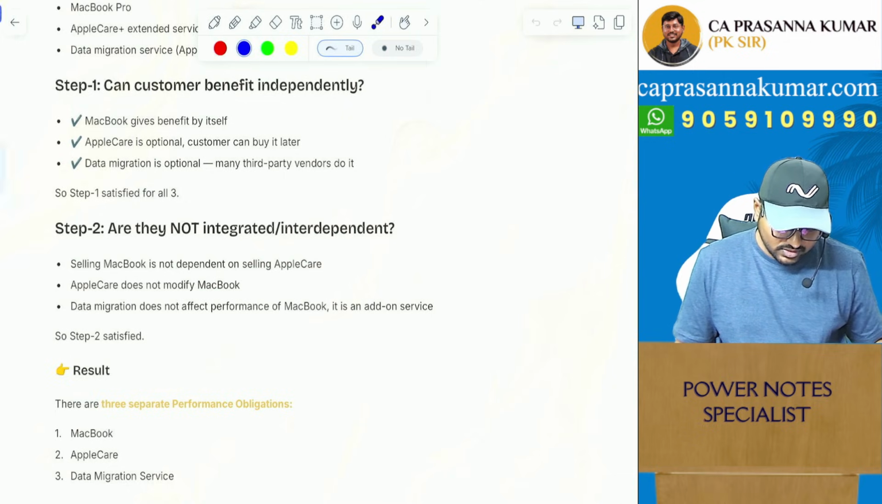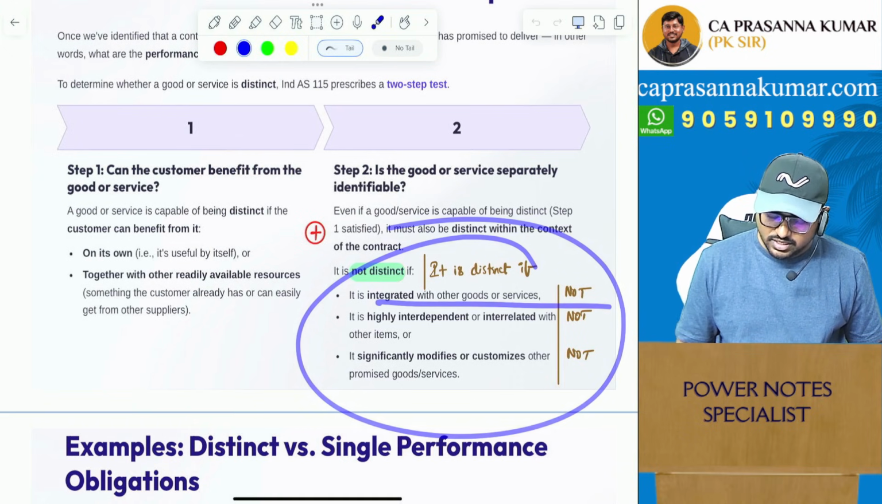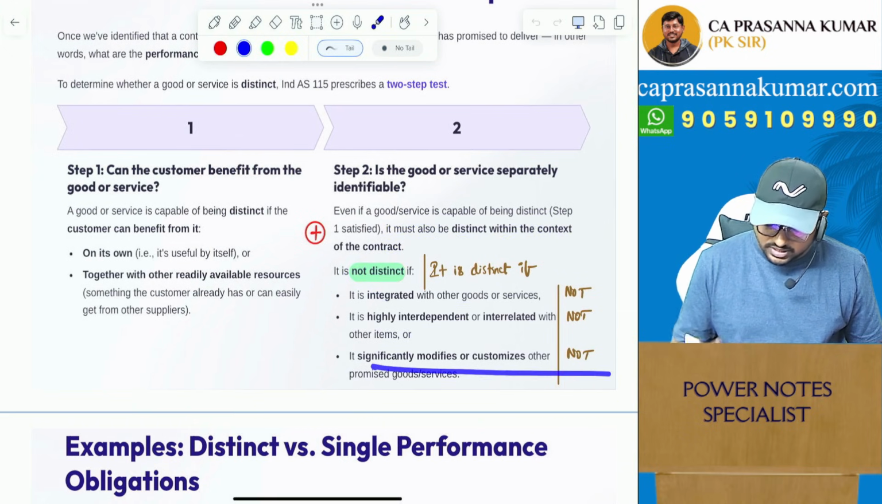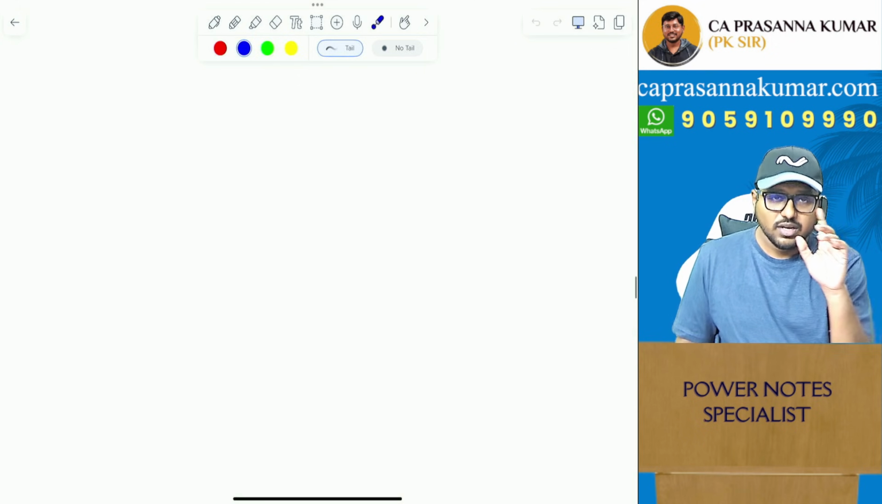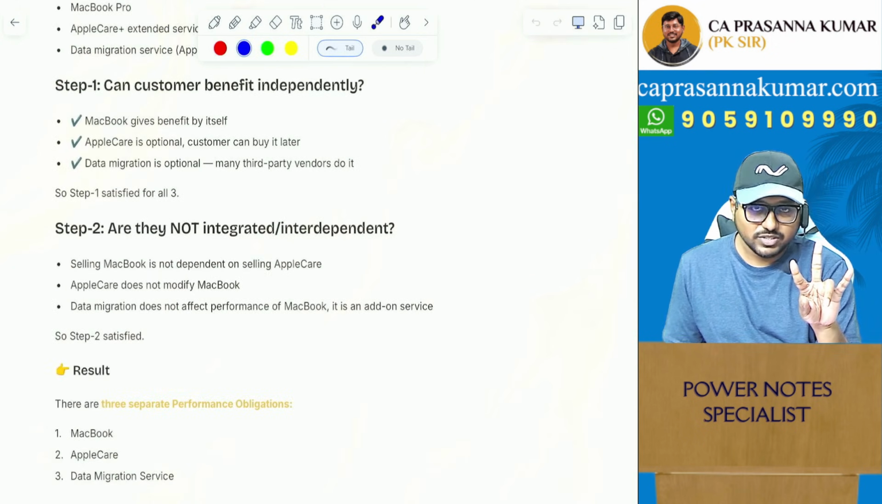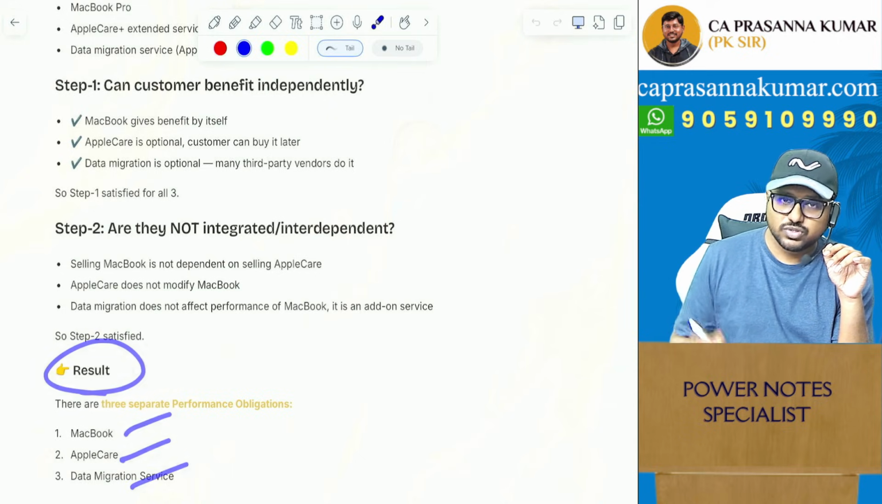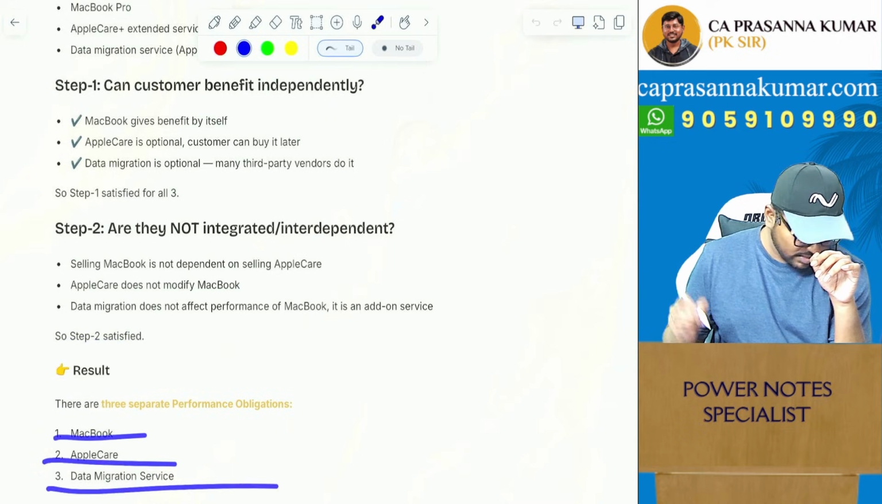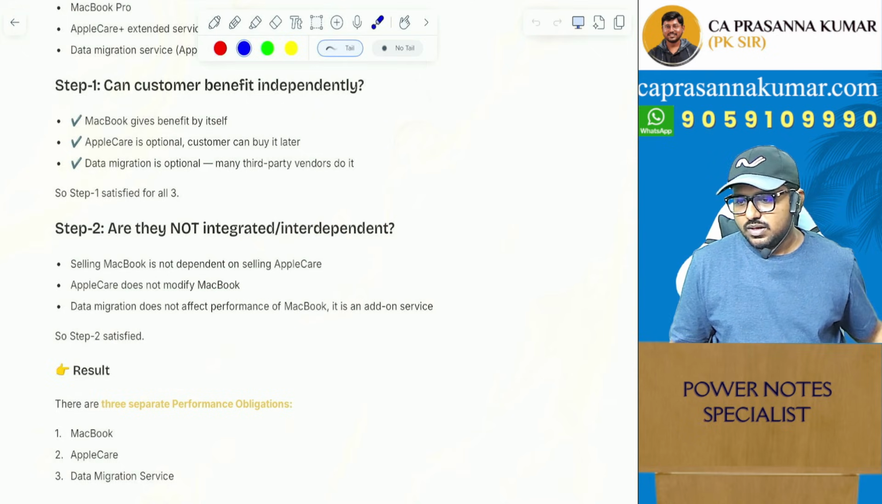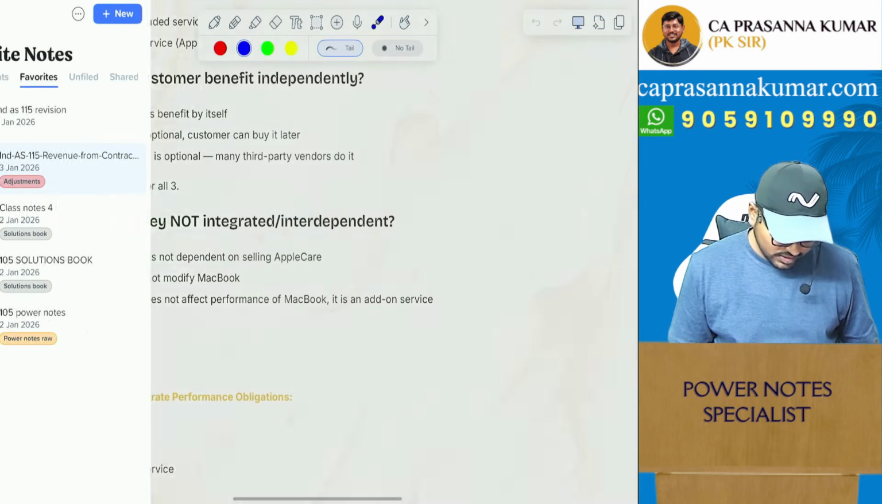So all these three conditions are satisfied. It is not integrated. It is not highly interdependent. It is not significantly modifying. And as a result, the first condition is satisfied. The second condition is also satisfied, which is a negative condition. Thereby the result: there are three POs, MacBook, Apple Care, data migration service. Got it? I hope this is clear. Let's move on.